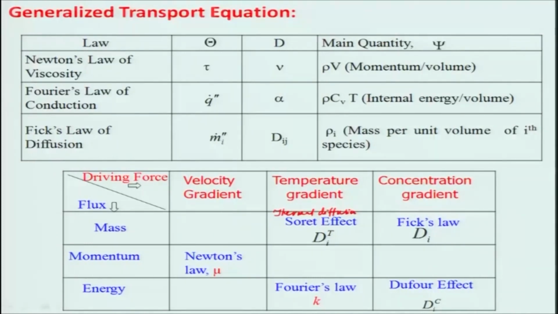And because of the concentration gradient, there will be some energy transfer, or transport of energy, that is known as the Dufour effect. And the Dufour effect generally is negligibly small in combustion problems. So, D_IC is approximately 0 for combustion problems.